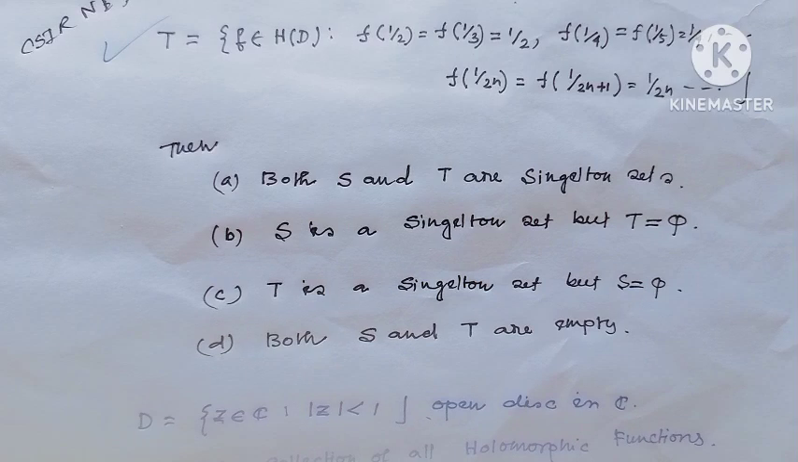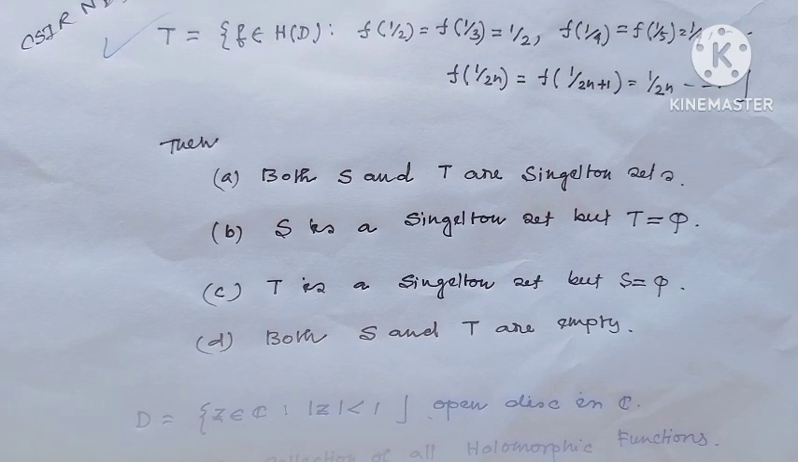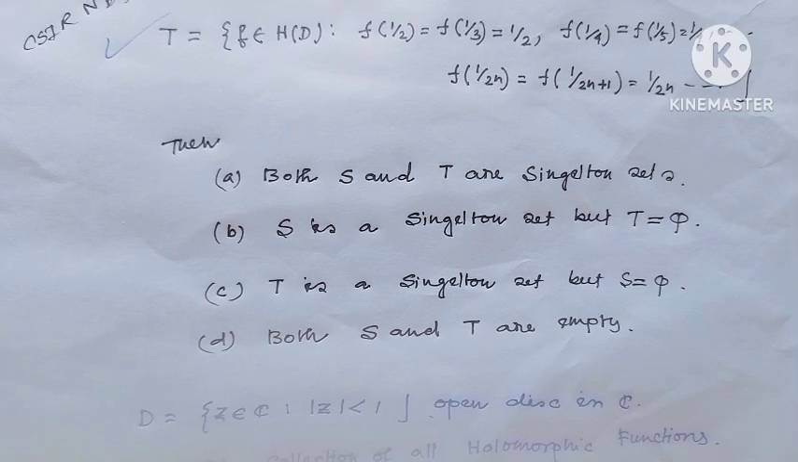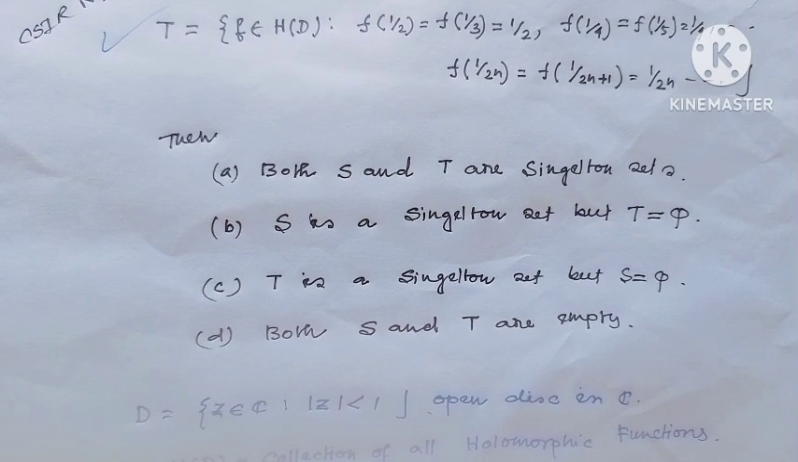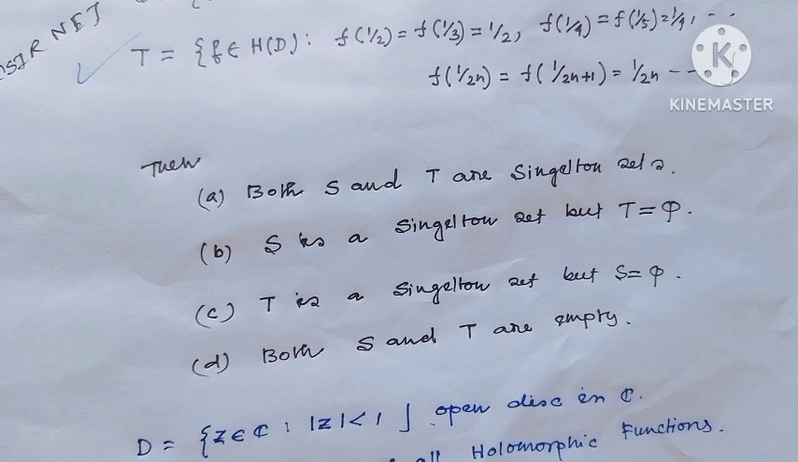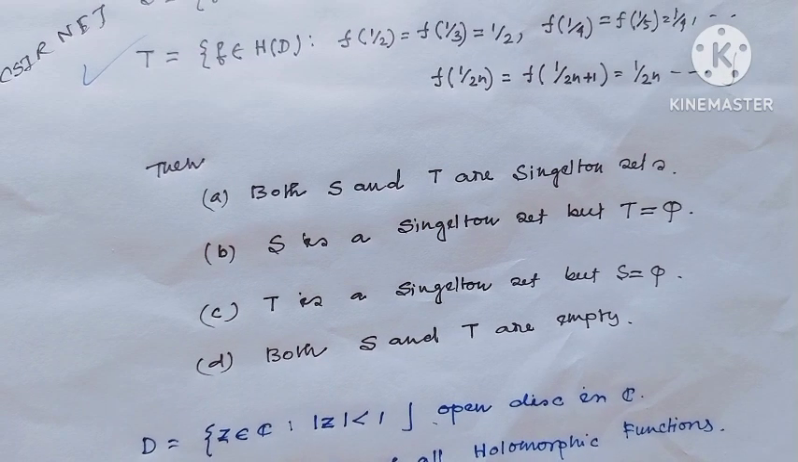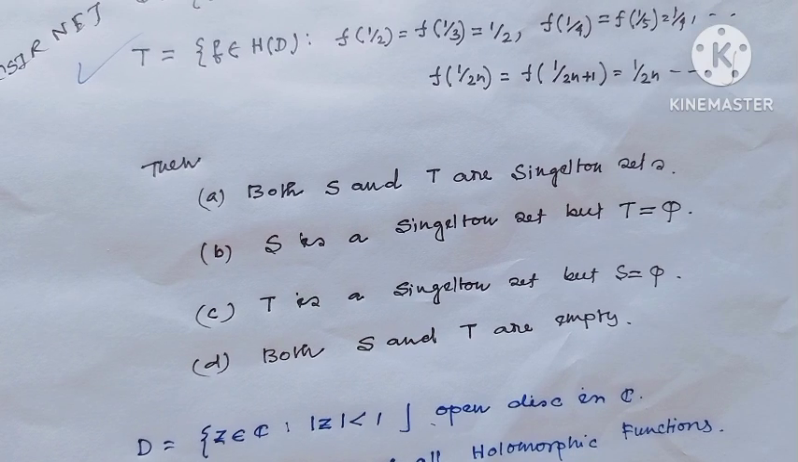First, both S and T are singleton sets. Second, S is a singleton set but T equal to 5. Third, T is a singleton set but S equal to 5. Fourth, both S and T are empty. Which of the following are true?